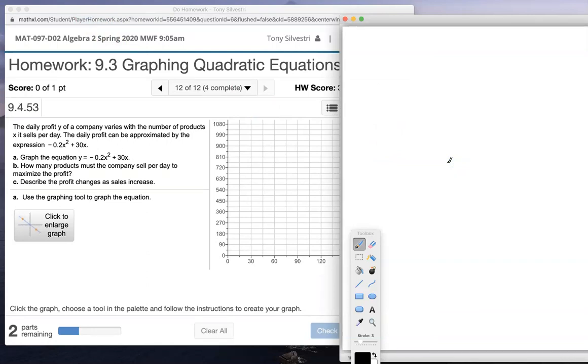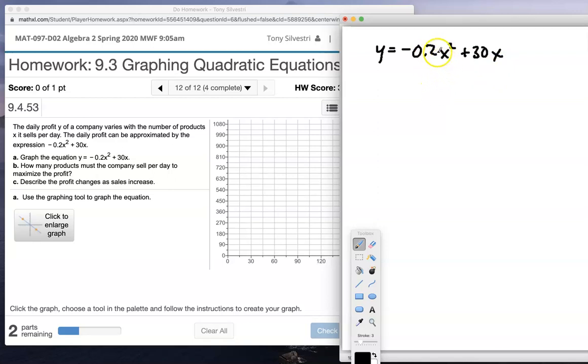Daily profit Y of a company varies with the number of products it sells each day, and it's given by this formula here. So what they're basically saying is plot this. Graph this equation: Y equals negative 0.2 x squared plus 30x. Okay. That's the first time we see decimals in a long time.